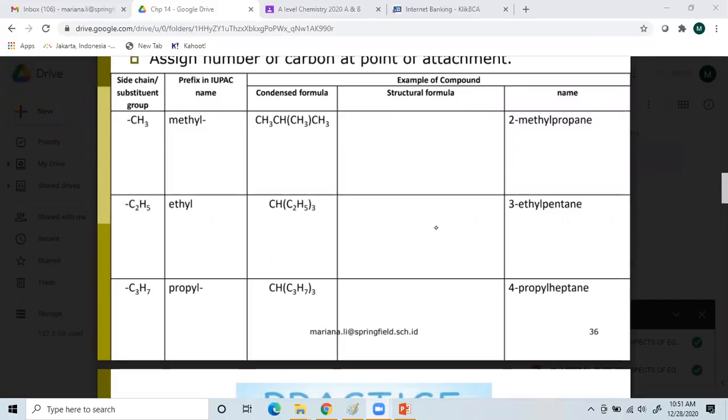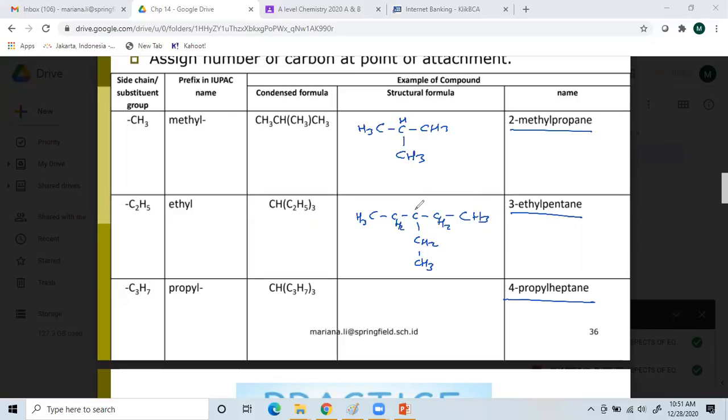2-methylpropene, how to make the structural formula? Okay, 2-methylpropene, 3 carbons, and at carbon number 2, there is one methyl, okay? So CH3, C, CH3, CH3. Pentane, 1, 2, 3, 4, 5. At carbon number 3, ethyl, and then complete with hydrogen. This is H2, this should be H2, and this should be CH.